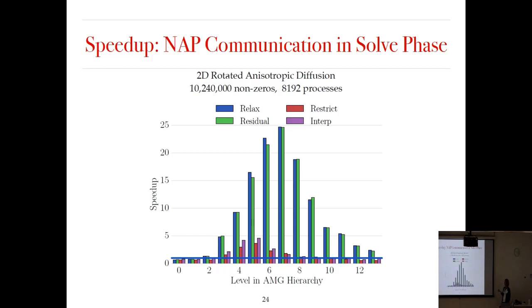We also do see speedup in the restriction and interpolation operators. However, these depend on P, which is a smaller matrix with a smaller sparsity pattern, so the speedup is less significant, but again, we do use the node-aware communication. Again, we're only using it on level 5 on, because we just set level 5 for everything.